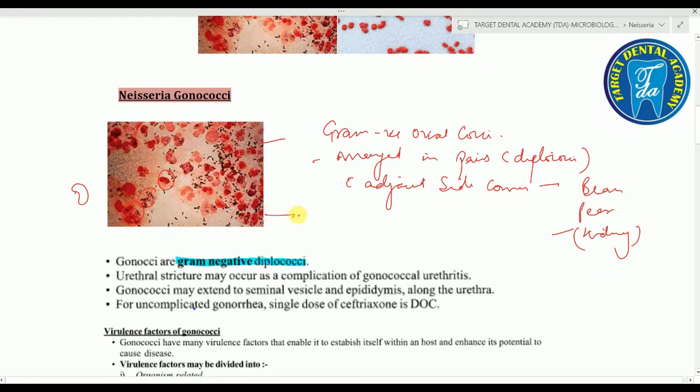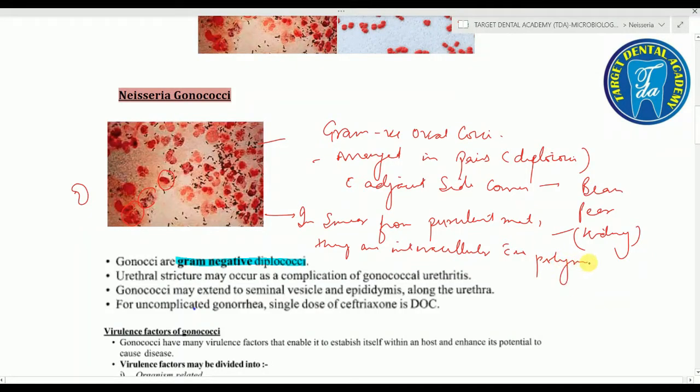In a smear from the purulent material, they are intracellular, within the polymorph. So these are the gonococci, which are gram-negative diplococci, because they are in pairs. Urethral stricture may occur as a complication of gonococcal urethritis. The gonococci may extend to the seminal vesicles and the epididymis along the urethra.